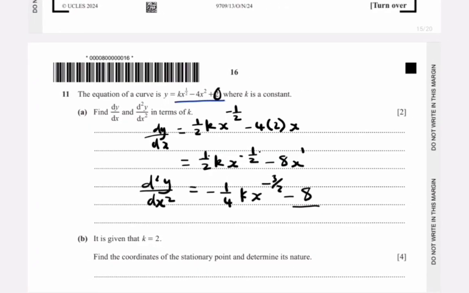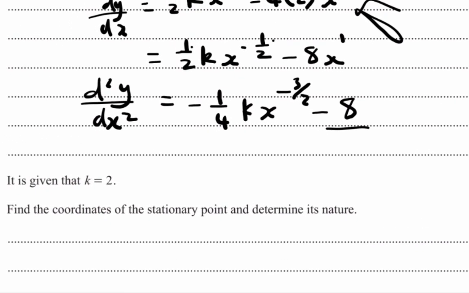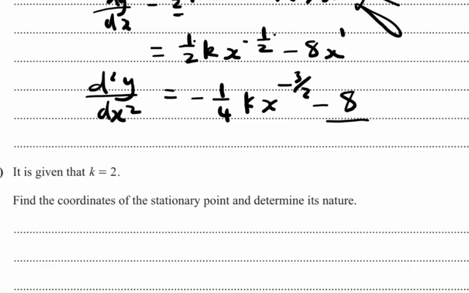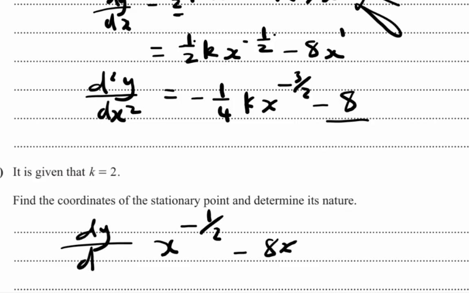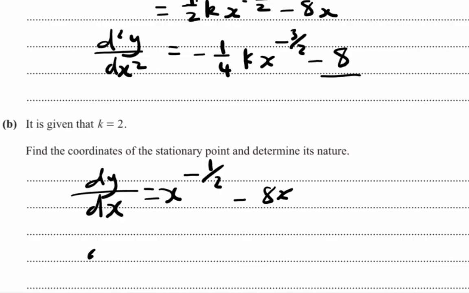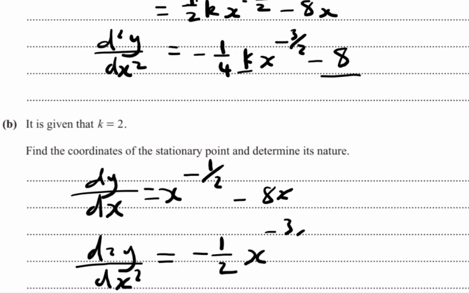And it is given that k equals 2, says find the coordinates of the stationary point and determine its nature. So first we're going to have to substitute k into these two. So for dy/dx, if k is 2, it's going to cancel out with that, so that will be x to the power minus half minus 8x. This is for dy/dx. And for the second derivative, with this being 2, we're going to have minus a half x to the power minus 3 over 2 minus 8.